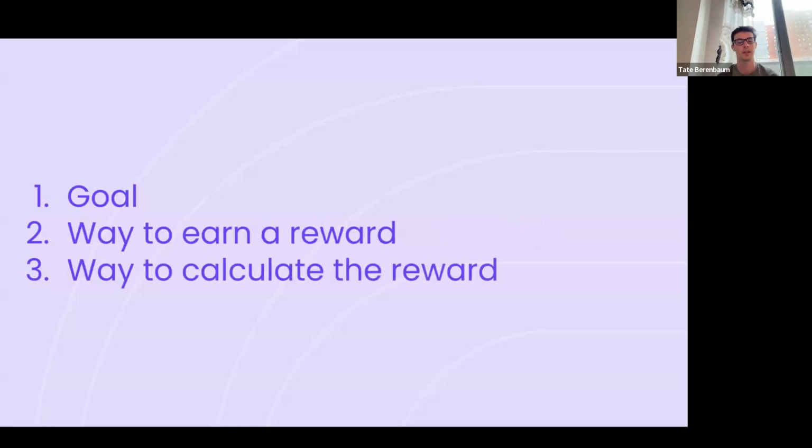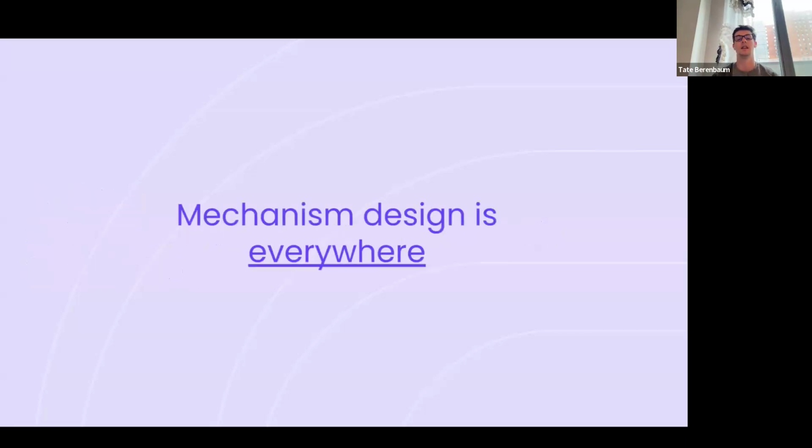The way I like to think about these three steps, maybe reworded a bit, is starting with a goal, thinking about a way to earn a reward, and then thinking about the way to calculate or evaluate or keep in check the reward itself. That keeping in check part is very important, and I have some examples that will explain why that's important soon. But it's also important to note that mechanism design is everywhere.